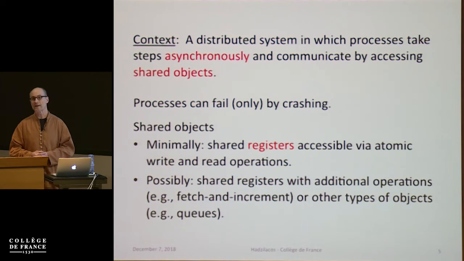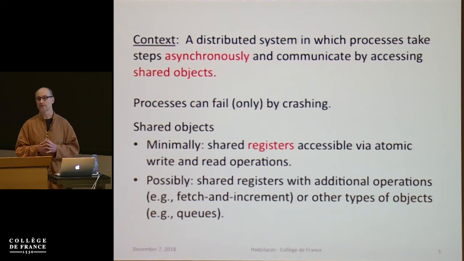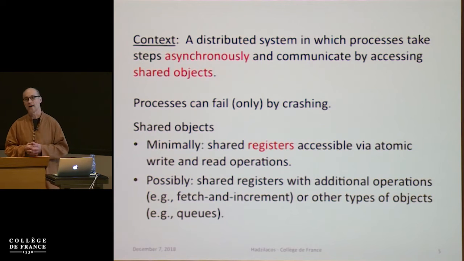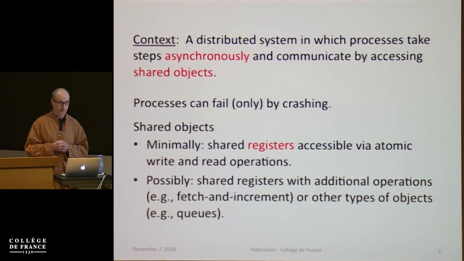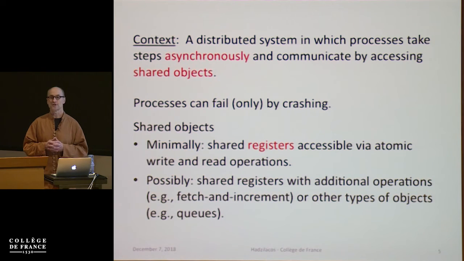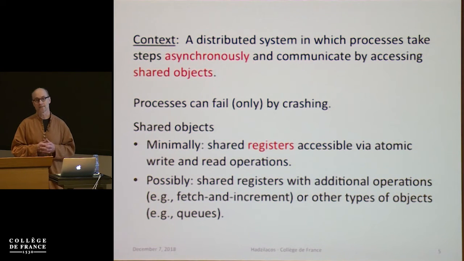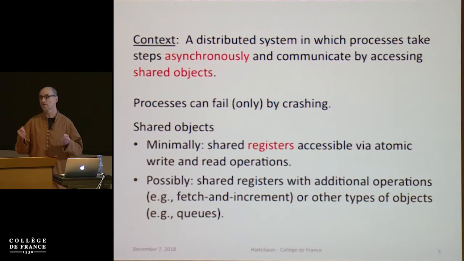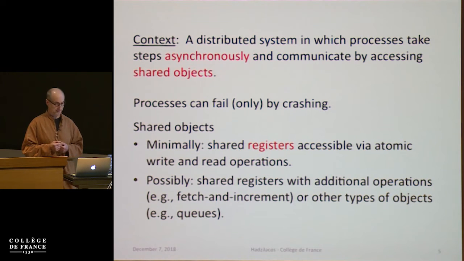Just to recap the context, we are talking about a distributed system in which a set of processes take steps asynchronously and communicate by accessing shared objects. The processes can fail, but they can only fail by just crashing. They stop taking steps. That's the only wrong thing that they can do. And the shared objects that they use to communicate with one another include, at the very least, registers accessible via atomic write and read operations, and possibly other objects like registers with different kinds of operations like fetch and increment or compare and swap, or other kinds of objects like queues and stacks and things like that.